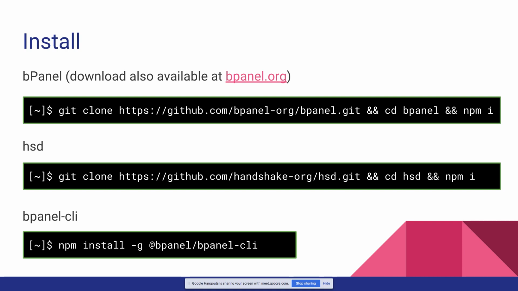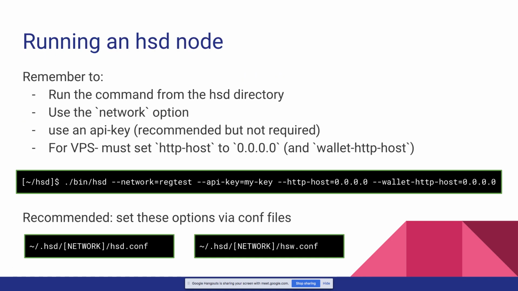npm install will run through the initialization steps. So it's going to download a bunch of packages that are dependencies of bPanel and of HSD, and then run some of those build steps that I was talking about. Then bPanel CLI is a little different. This is a tool that you don't have to install globally, but it makes it easier to use. And you just do an npm install -g, and that's the name of the package on npm. And yeah, we'll show how that works later on.